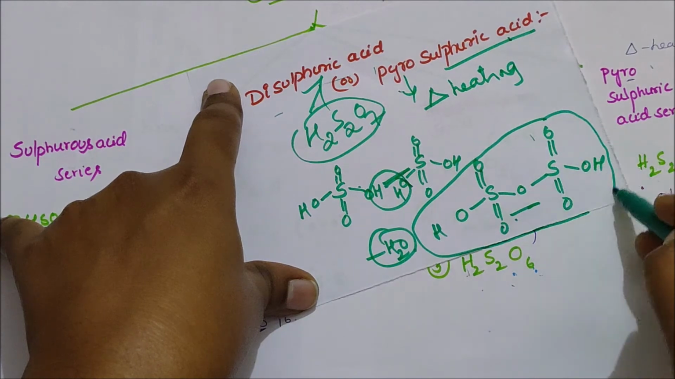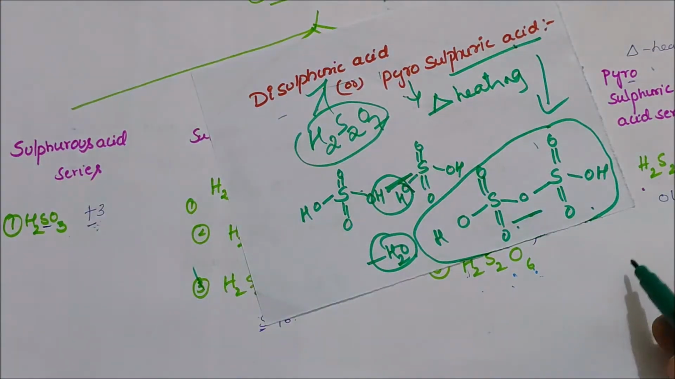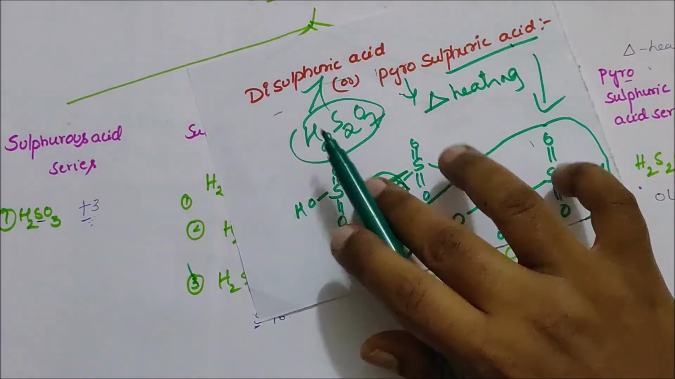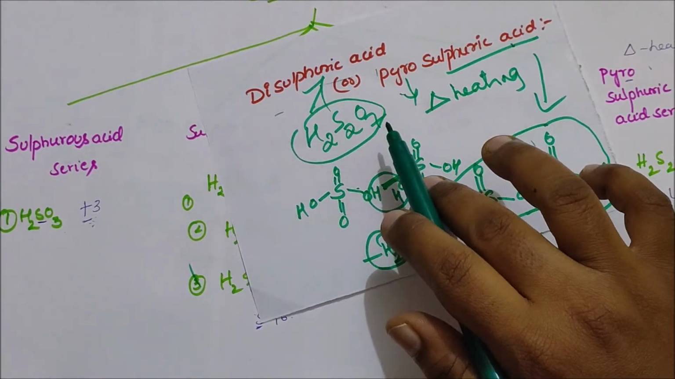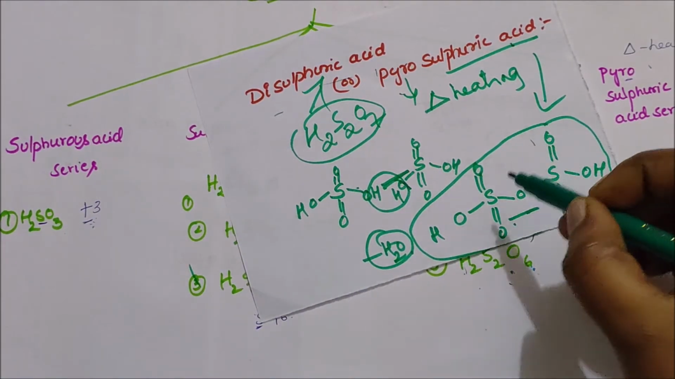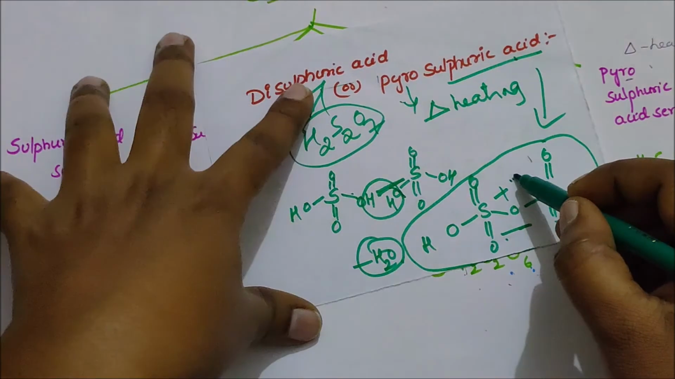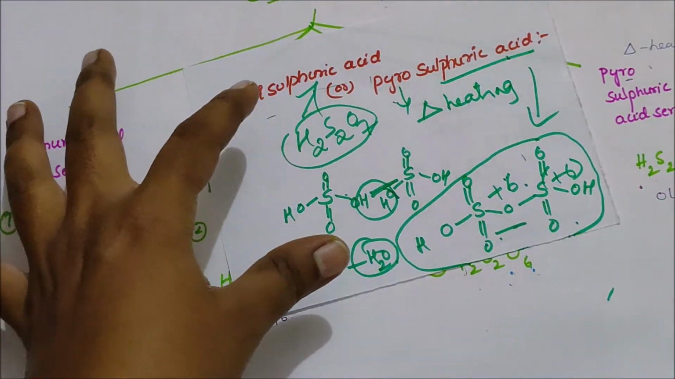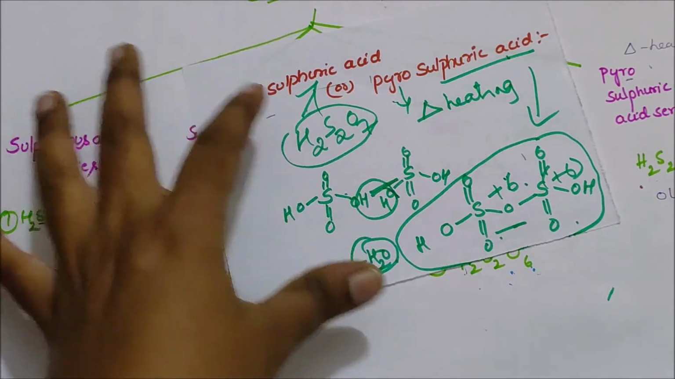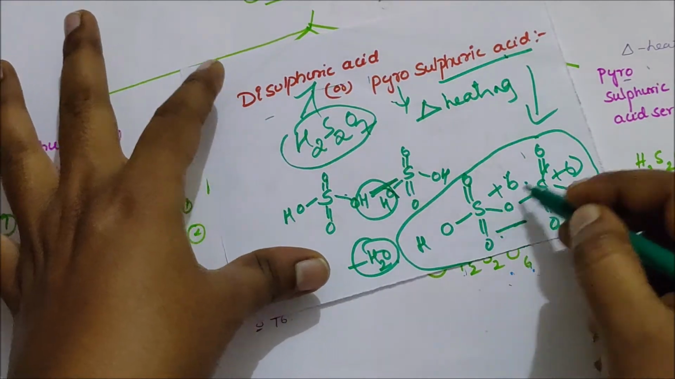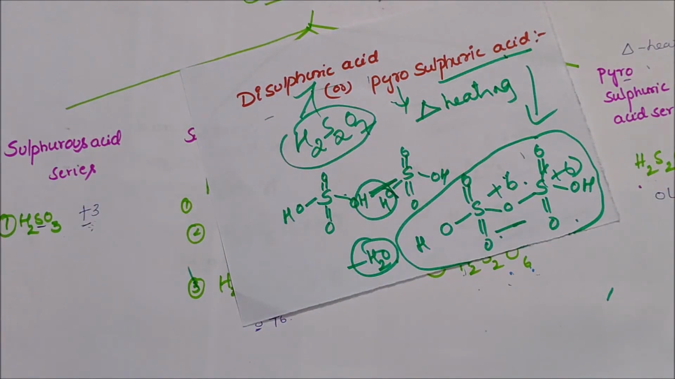What is the disulfuric acid structure? In this molecule, the molecular formula of disulfuric acid is H2S2O7. Each sulfur atom has a plus 6 oxidation state. This is about the oxo acids of sulfur.